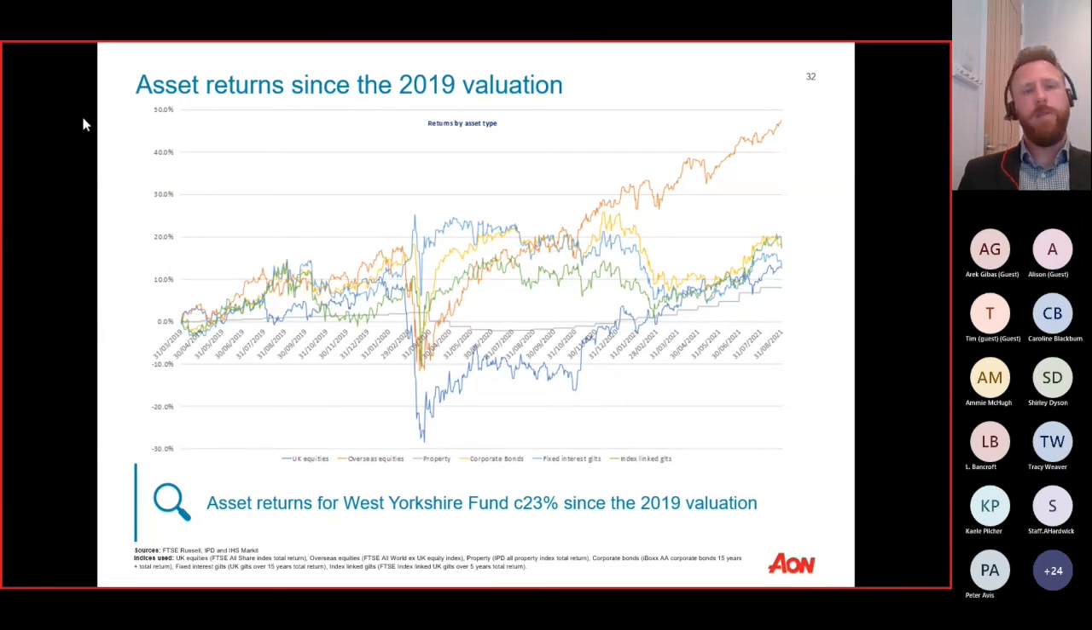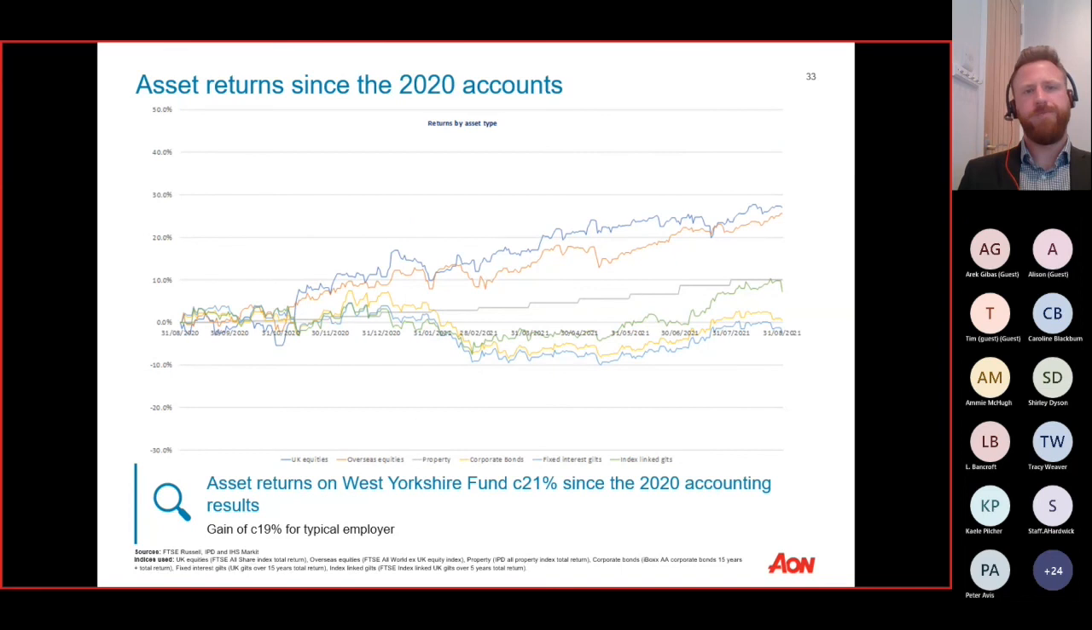In terms of your accounting figures, though, we're not actually looking at what's happened since the 2019 valuation. We want to look at what's happened since last year's accounting figures. So moving on to the next slide. I've rebased this chart then to start at a point of 0, which is effectively 31st of August 2020. And that shows that asset returns have been very positive on average over the last year, with equities, which are the sort of royal blue line at the top, and the orange line, showing really strong returns.